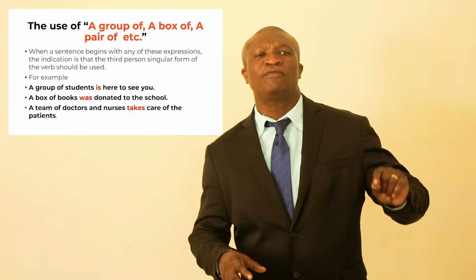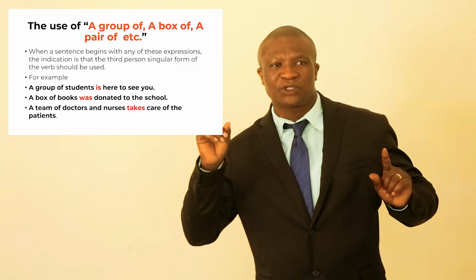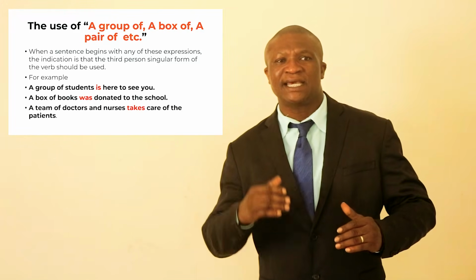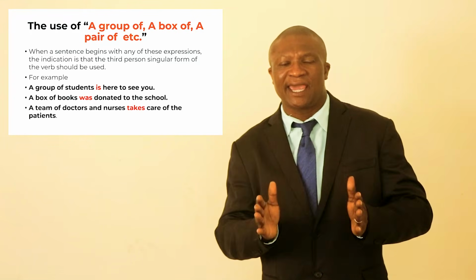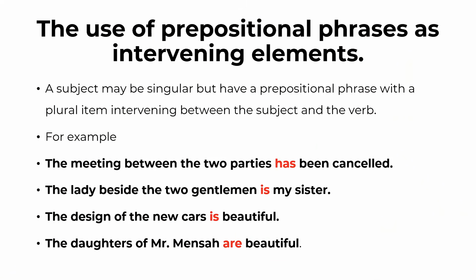A team of doctors and nurses. It is what? A team. So a team takes care. So a team of doctors and nurses takes care of the patients. Great. The next instance is the use of prepositional phrases that intervene between the subject and the verb.